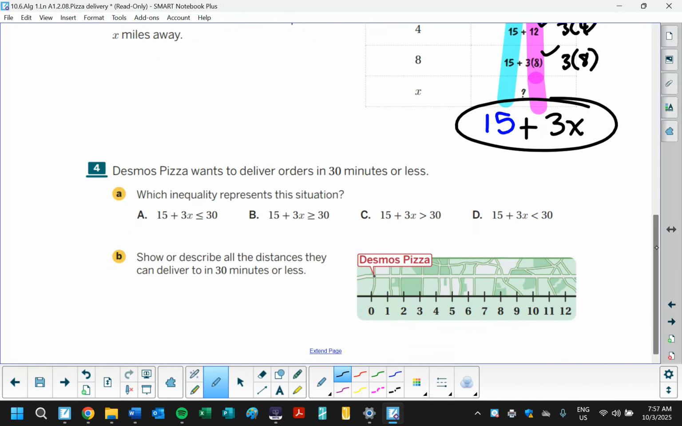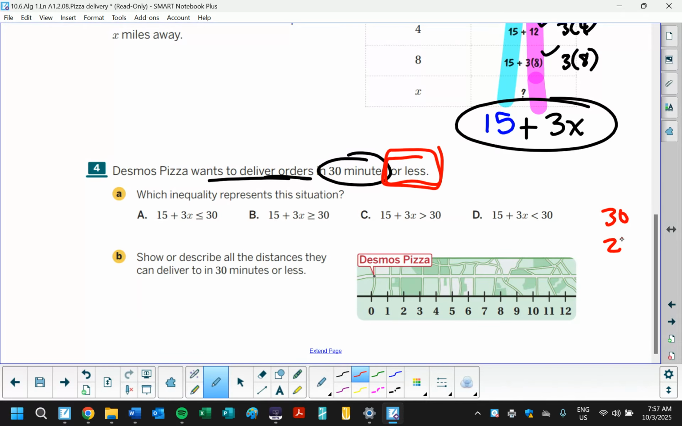the delivery time. Now with that in mind, wants to deliver orders in 30 minutes. Oh, look at those words, 30 minutes or less. Which inequality represents that situation? Now I want you to think about 30 minutes or less.